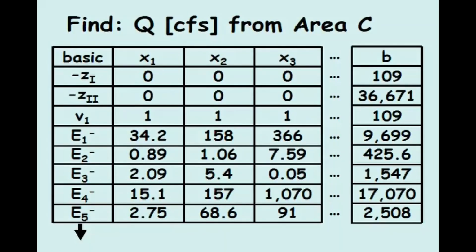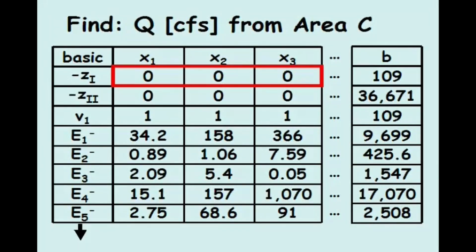Now we're ready to set up the network tableau. Due to space, the values in the tableau are rounded and not exact. Variable V1 and variables E1 minus through E8 minus are in the initial basis, with initial values shown in column B. The phase 1 cost coefficients are listed in row Z1 and equal to 0 for all variables except the variable V1, where the phase 1 cost coefficient for variable V1 equals 1.